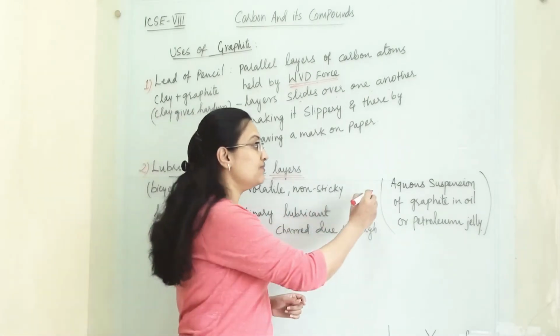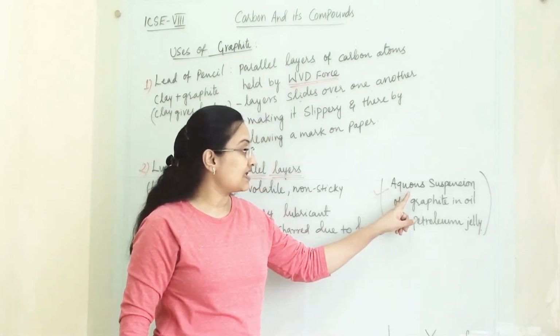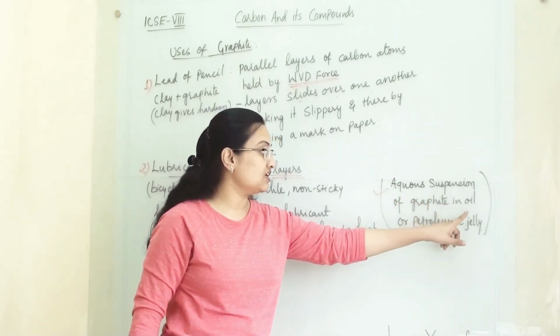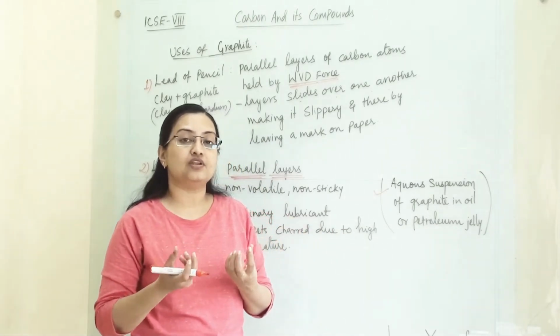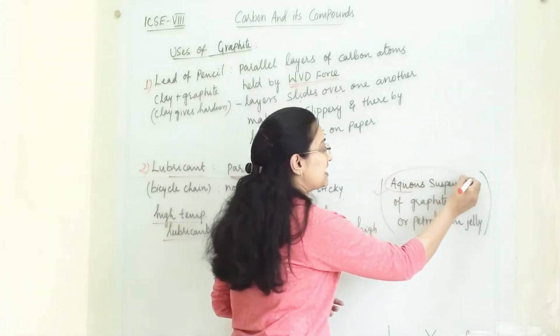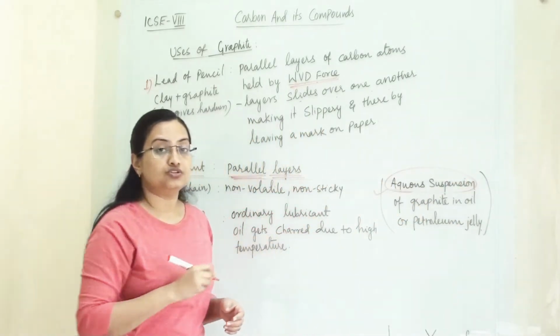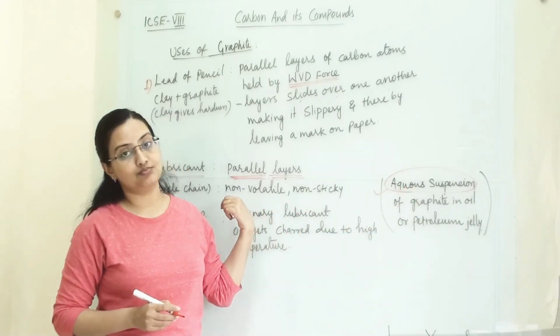Now which form are we using as a lubricant? It is an aqueous suspension of graphite in oil or in petroleum jelly. So in oil and in petroleum jelly we add graphite, and this form is an aqueous suspension. This form of lubricant we use in machinery and in simple machines.